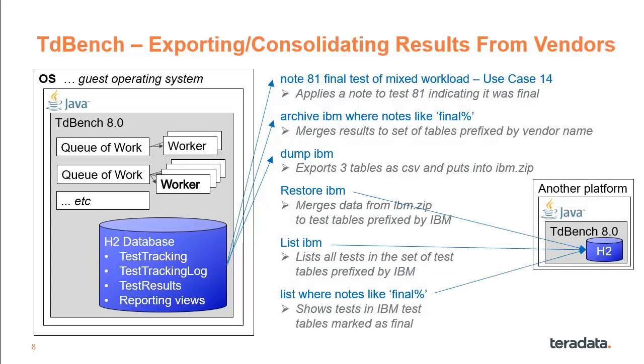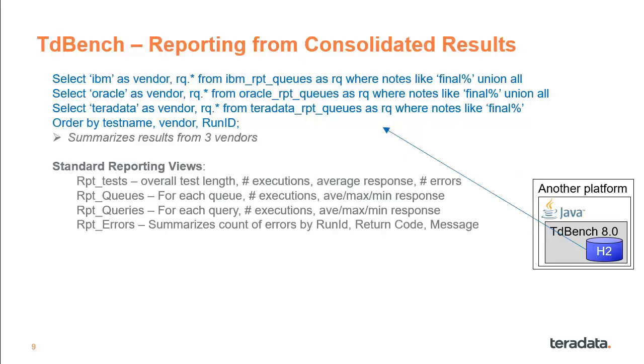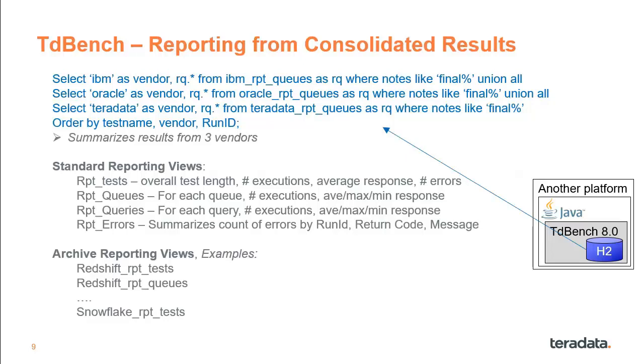You can then run queries against a set of archived results in the same way you can query the standard results. The benchmark coordinator then can use a simple query to consolidate results across vendors. There are four standard reporting views. When you archive or restore a set of tests, a set of reporting views will be created that go along with that archive. You can either reference the archive reporting views directly or use a union query to bring the results together into a single set of data.